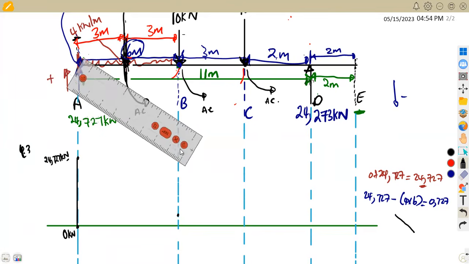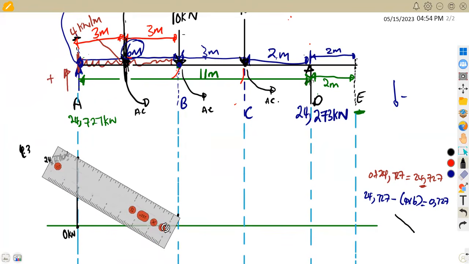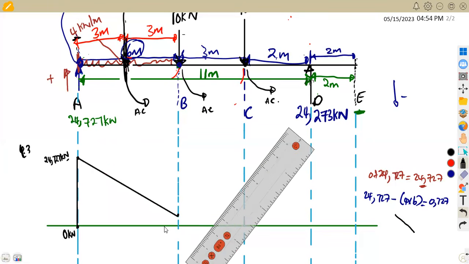Okay, so if I join these two points, let's see what you're going to have. If I join these two, I'm going to have a slanted line automatically. That's what happens here. So this is what you're going to have from this point up to this point. That's B, that's A up to C in this case.